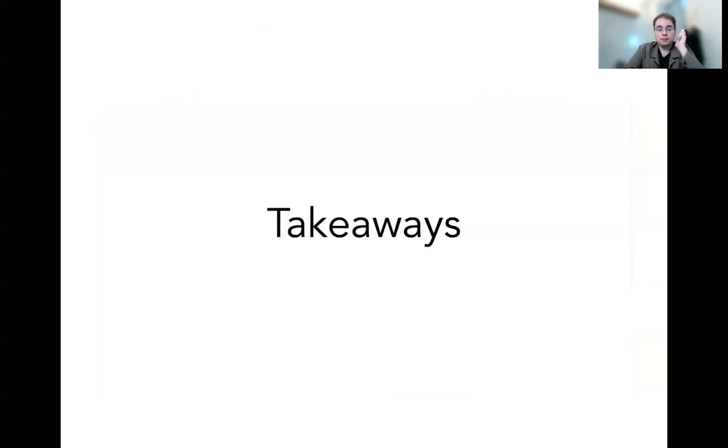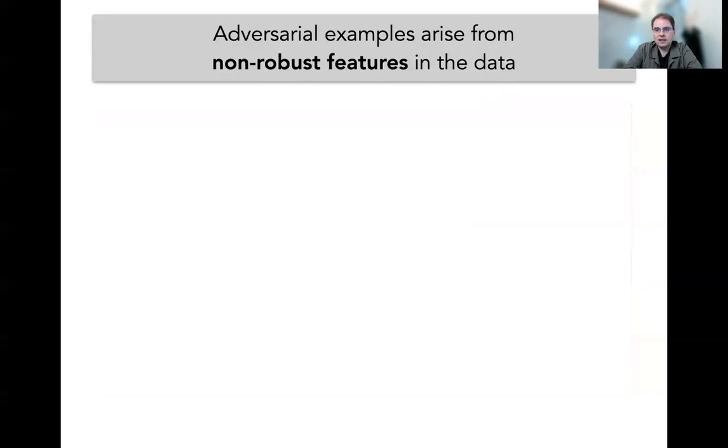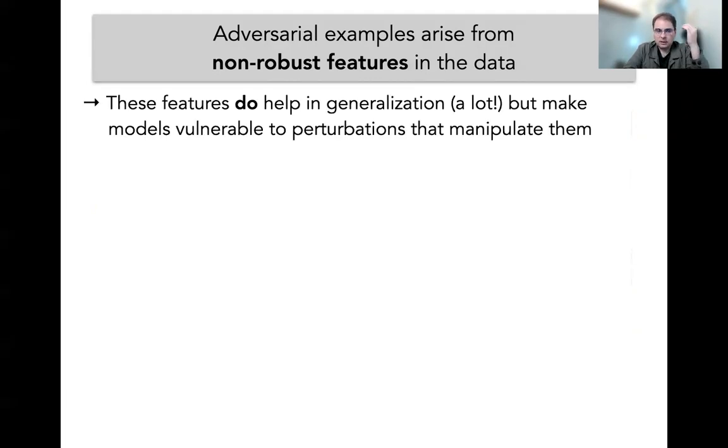Okay, so this is all I have to tell you today. Let me try to summarize and provide some broader perspective on everything that happened. First of all, one fairly specific takeaway is that if we think about the phenomenon of adversarial examples, we know by now that they arise from so-called non-robust features in the data. The important thing to realize is that these features are strange to us, but they're actually legitimate features. They do help in generalization a lot, but they make our models vulnerable to perturbations that manipulate them. Okay, so that's the first takeaway.